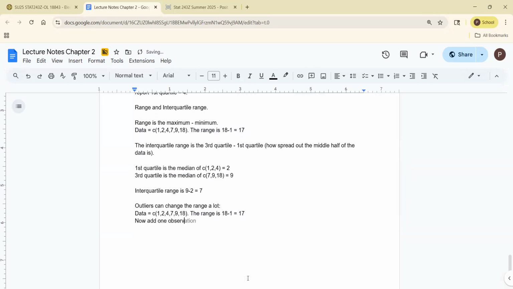Now add one observation, and your new data is going to include the observation 83. That's definitely an outlier. It's far away from the rest of the data. And the new range is now 83 minus 1, which is 82. Big difference in the range. Adding one outlier changed the range by a lot.